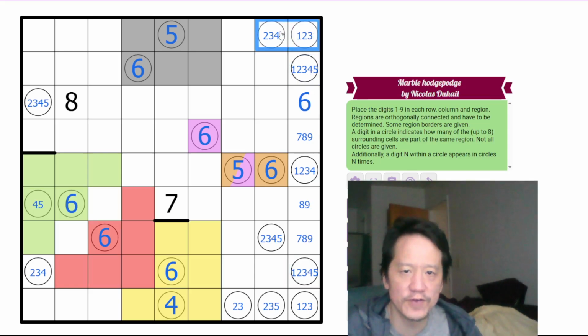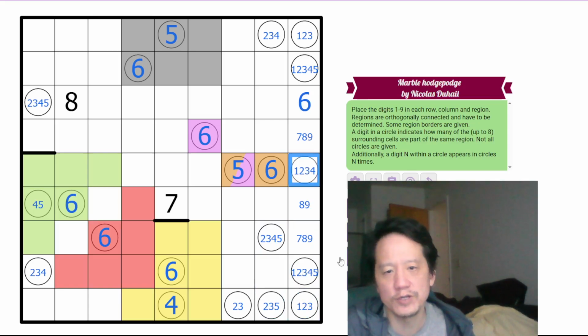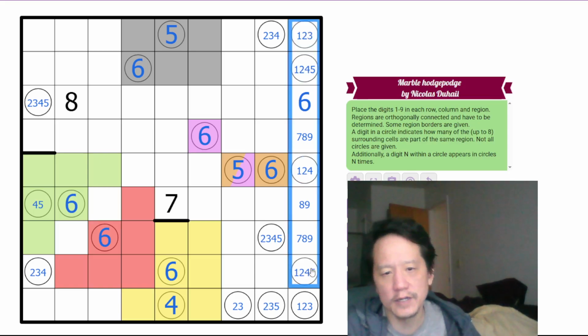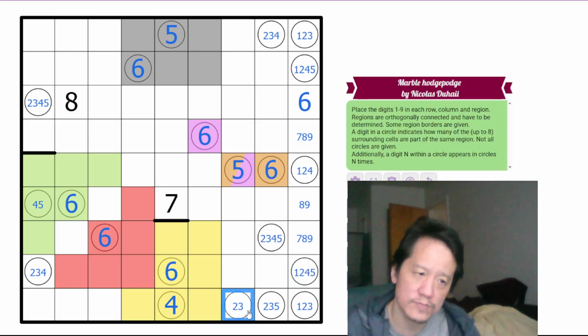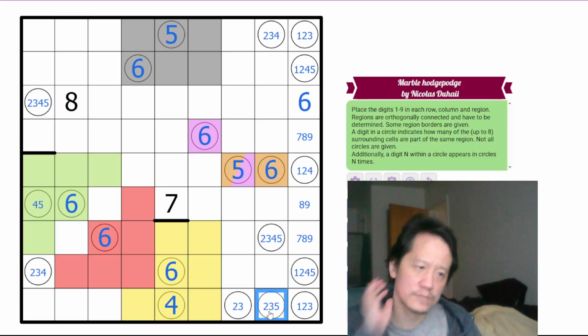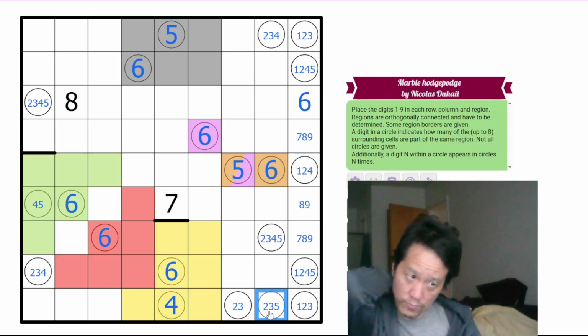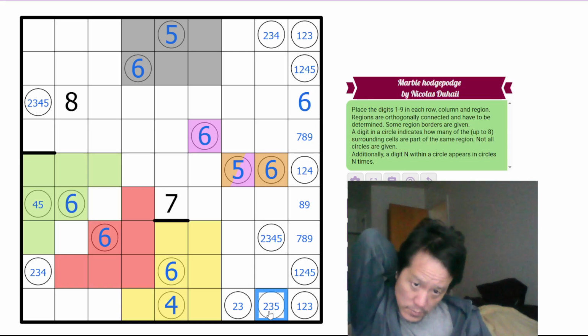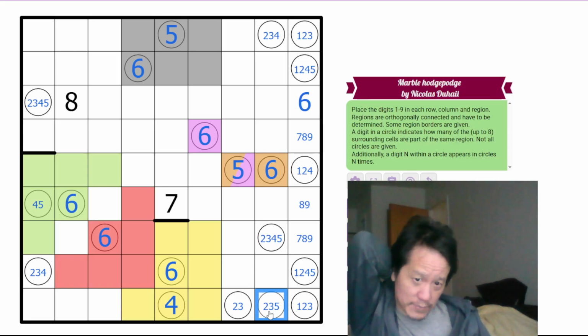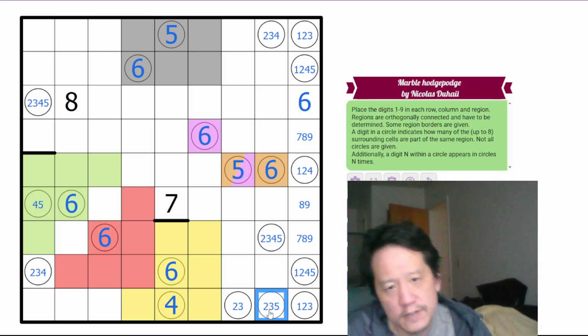So if this is 5, this would have to be 3. Because they would be the same region. If this is 5, this would have to be 3 for the same region. So 3 could not be in the rest of column 9. So that seems fine.